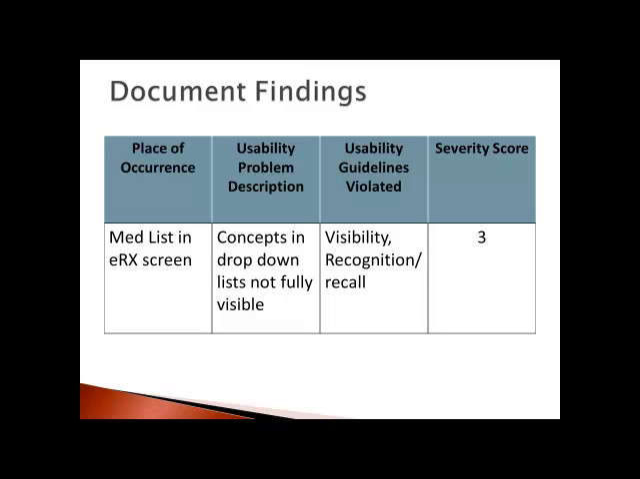So you're going to want to talk about where did the problem occur, what was the usability problem that was uncovered, what was the usability guideline that was violated, and what was the severity score. Here you can see that there was a system that we looked at that had a medication list in the e-prescribing screen. Part of the issue was that the concepts in the drop-down list were not fully visible, meaning something got truncated that you couldn't see.